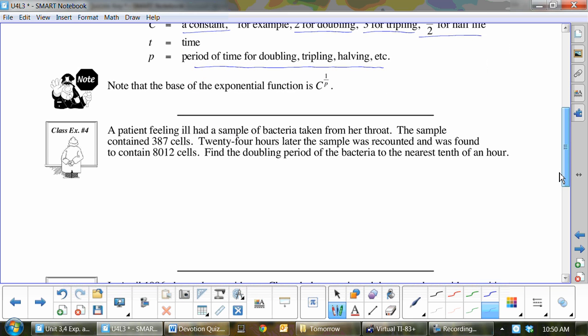So you get a patient feeling ill and has a sample of throat bacteria contained 387 cells.